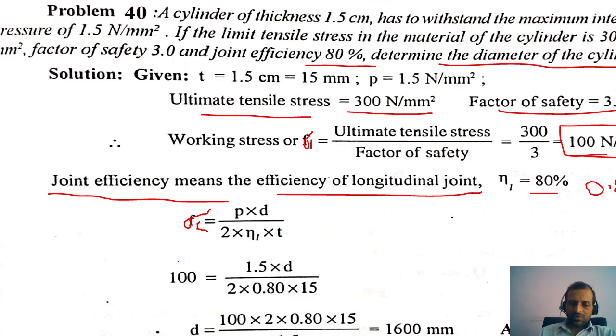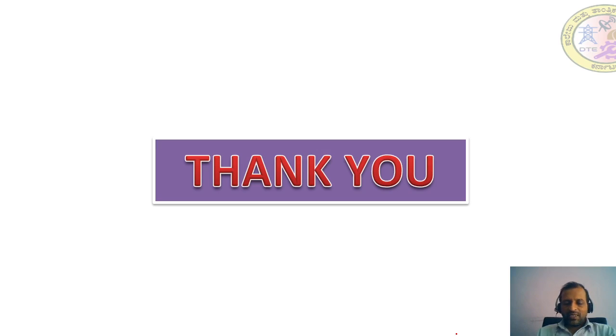Substitute all the values. So sigma C is 100. This is equal to 1.5 into D divided by 2 into 0.8 into 15. So bring D on the left hand side and all the values on the right hand side. So solve this, you will get 1600 mm is the diameter. So thank you. That is the end of your session 14 and also the end of this unit 1.